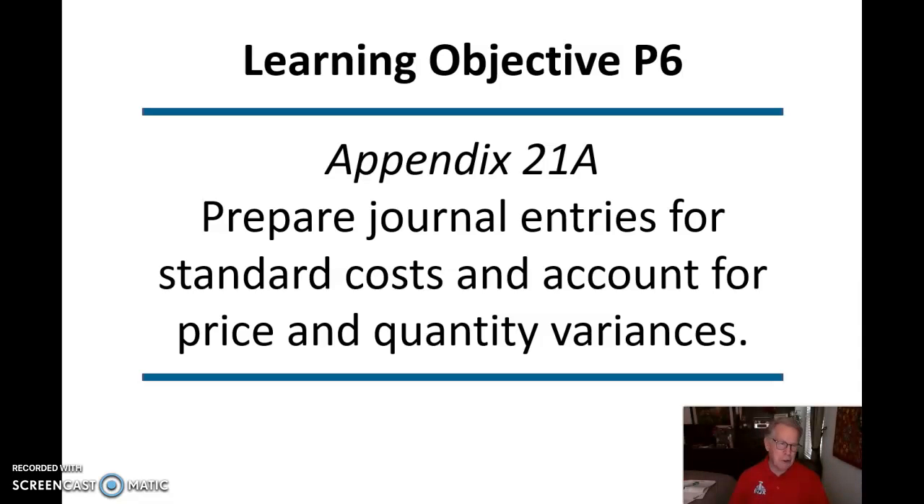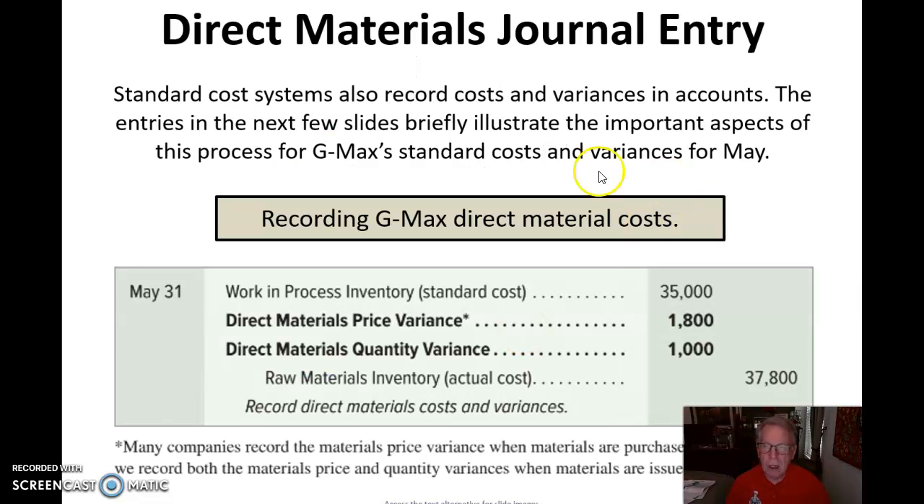All right, prepare the journal entries for standard costs and account for the price and quantity variances. So here, we're going to look at recording the direct material costs. So our work in process inventory, we debit that because we're bringing that material into work in process inventory and out of raw materials inventory. Our actual cost in raw materials inventory was $37,800. We brought it into work in process inventory at $35,000.